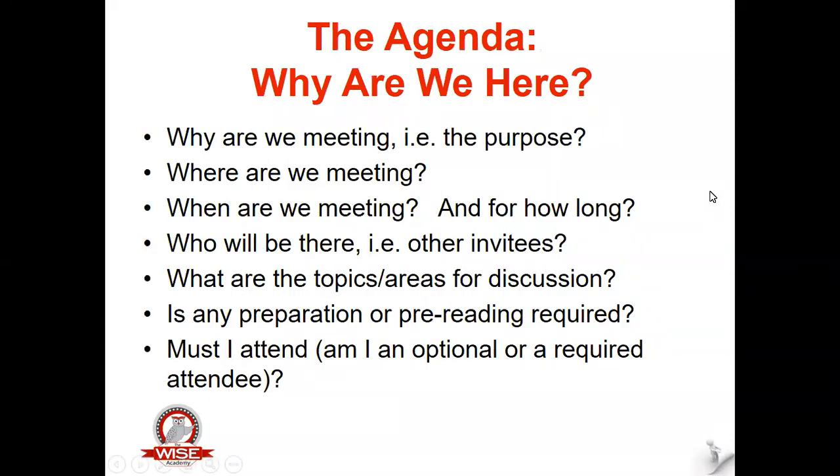The first thing that really helps to keep the meeting on track is to develop an agenda, which basically answers the question, why are we here? Why are we meeting? What's the purpose? Where are we meeting? When are we meeting, and for how long? Who will be there? Are there any other invitees that I need to know about? What are the topics or the areas for discussion?